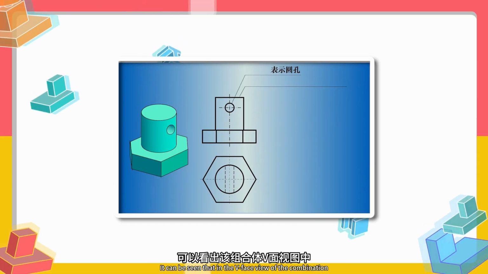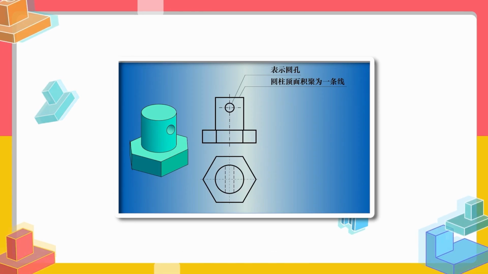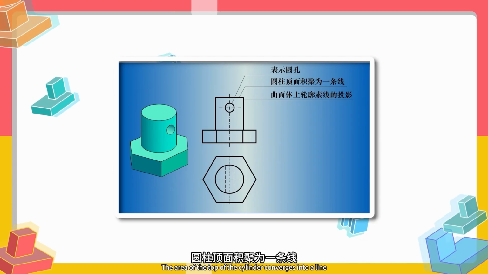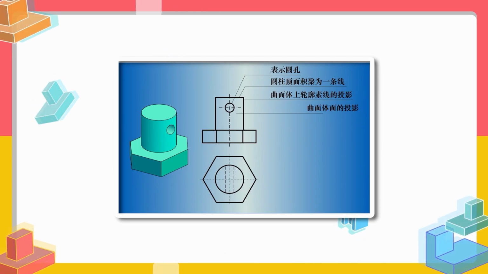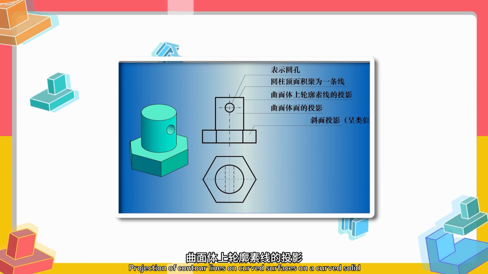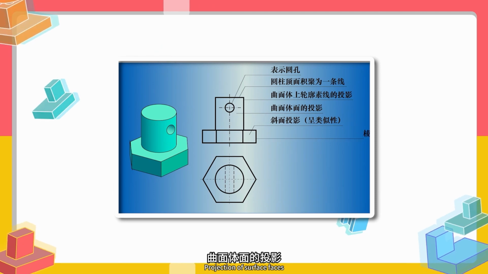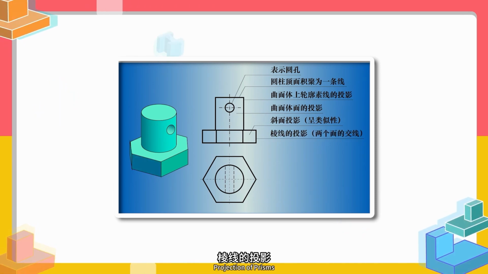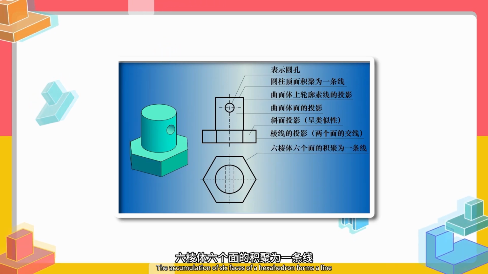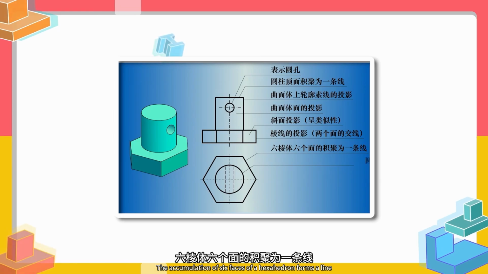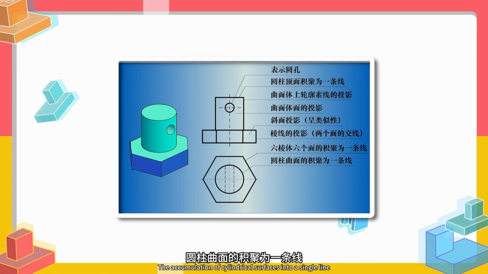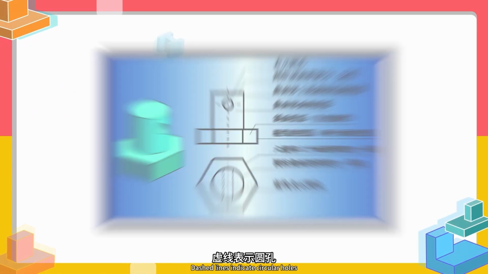It can be seen that in the V-face view of the combination, the circle above represents a circular hole. The top of the cylinder converges into a line, the projection of contour lines on a curved surface. Projection of surfaces: oblique projection. Projection of edges. In the H-plane view, it can be seen that the 6 faces of a hexahedron accumulate into a line, and the cylindrical surface accumulates into a single line. Dashed lines indicate circular holes.